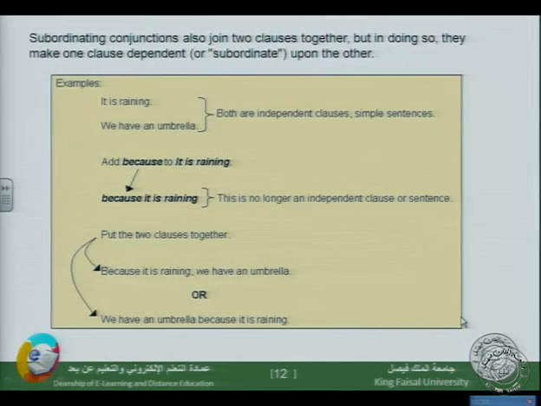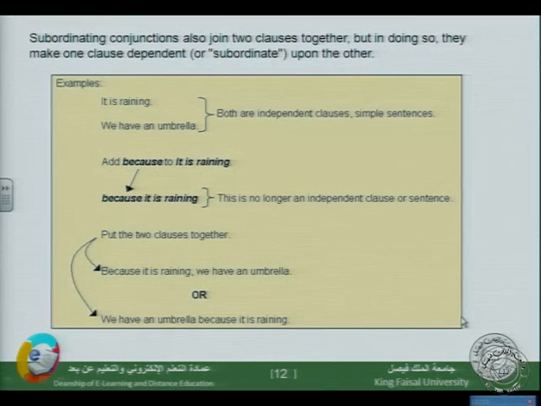الآن we need to sometimes add "because it's raining." لاحظوا الآن, because it's raining, لما وضعت because it's raining this is no longer an independent clause or sentence. Because it's raining، طيب الآن I expect something. Okay, when I add because I expect something. Okay, what happened then? What is the result?